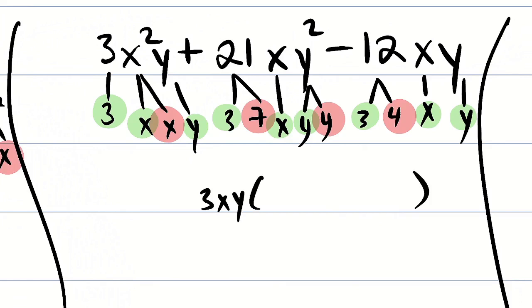But everything else gets thrown inside of the parentheses. And we also have to include our operations. So we got plus 7y, and I'm looking at the numbers highlighted in red, and then minus 4xy, and then we're done, and that's it. So if you distributed this, you should get what you started with.